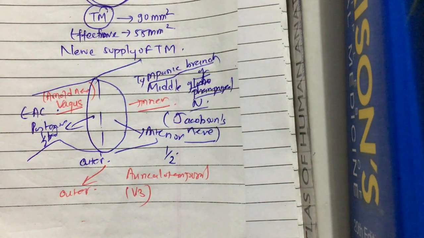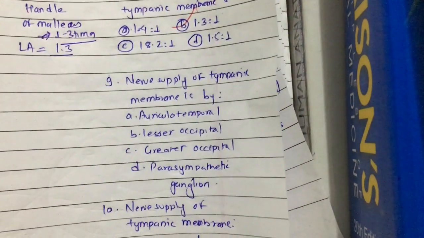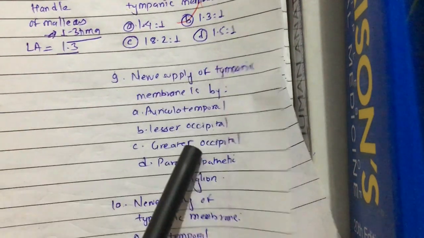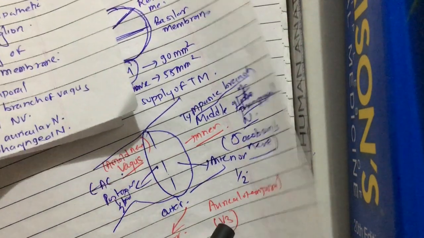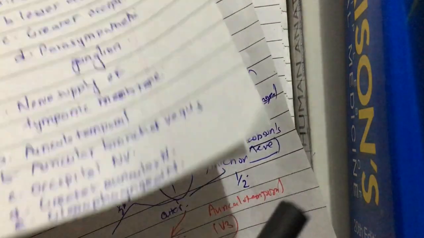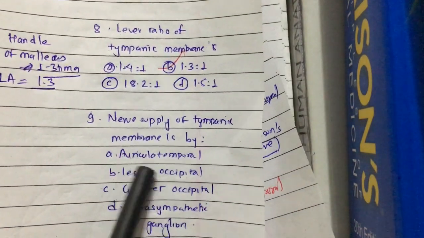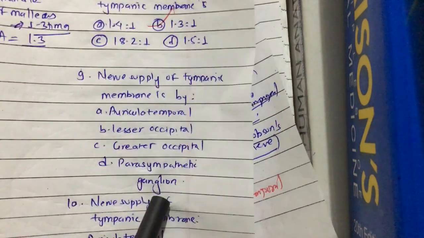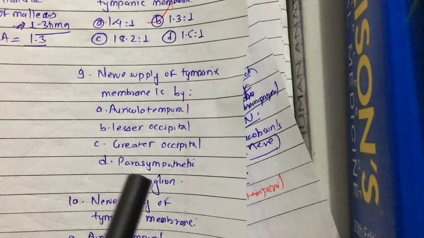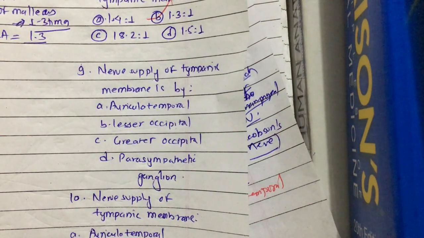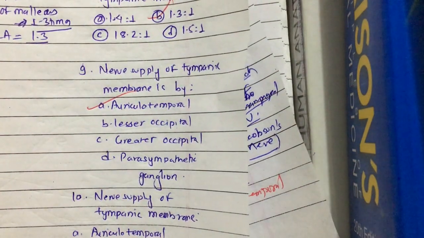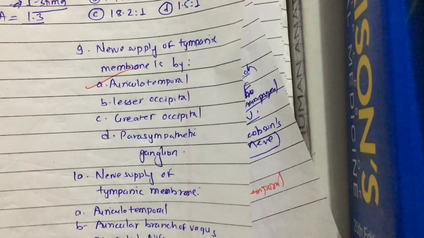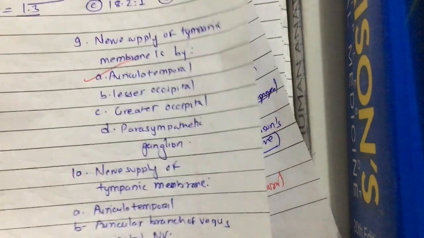So let us look at the options. Nerve supply of the tympanic membrane is by the auriculotemporal nerve. The auriculotemporal nerve supplies the outer anterior half of the tympanic membrane. The lesser occipital nerve does not supply the tympanic membrane. The greater occipital nerve does not supply it, and the parasympathetic ganglion also does not supply it. So the correct answer is the auriculotemporal nerve.